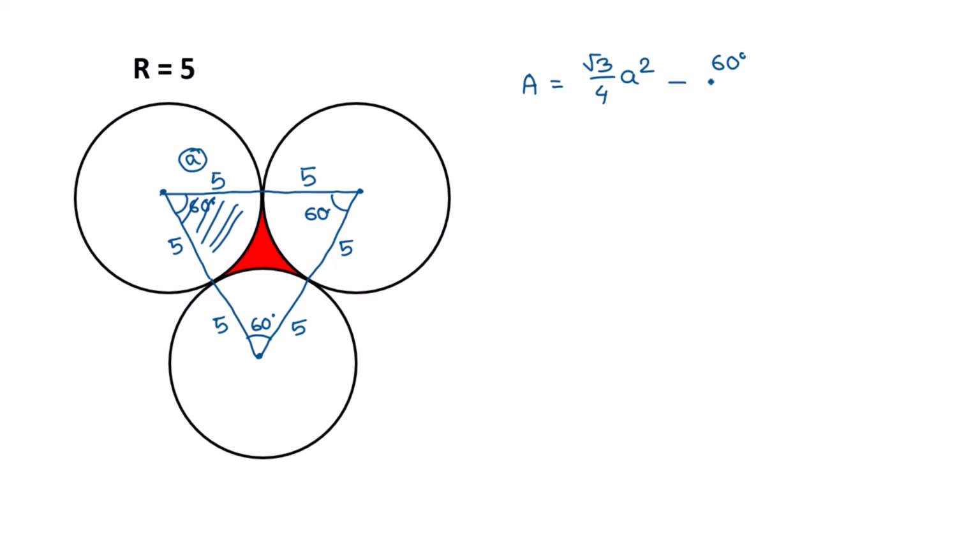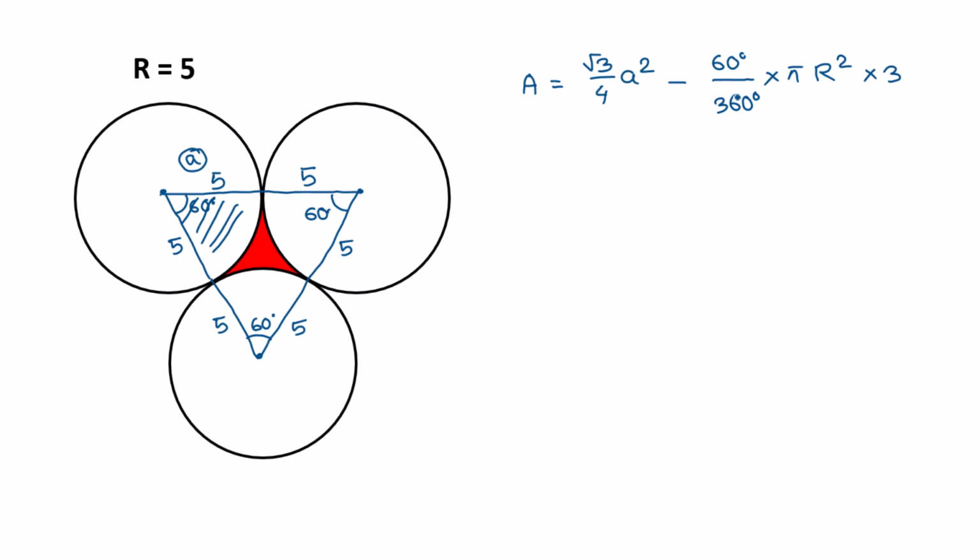60 degrees, this angle, divided by 360 degrees, times pi r square, where r is the radius of this circle. This is the area of this single section, and there are 3 symmetric sections, so this times 3. So this is the area of this red region.